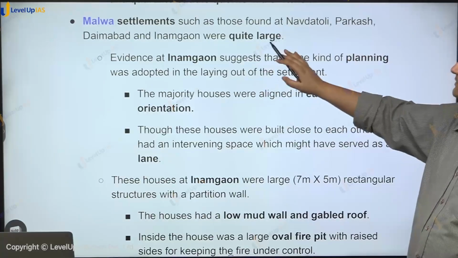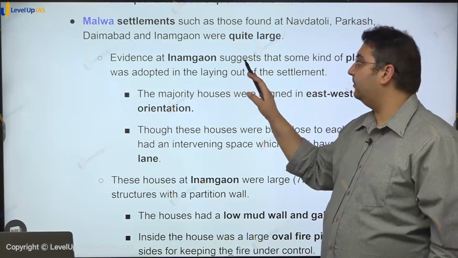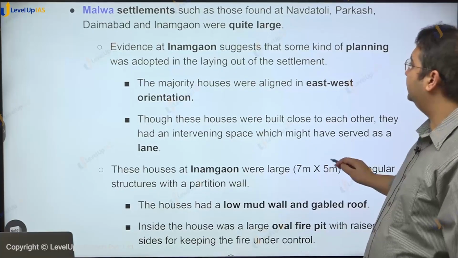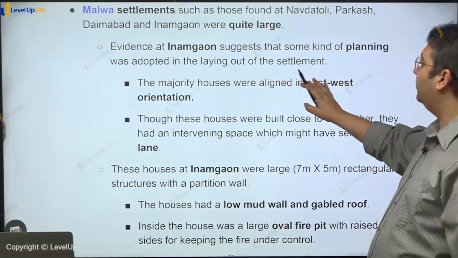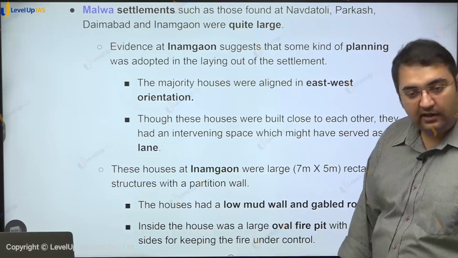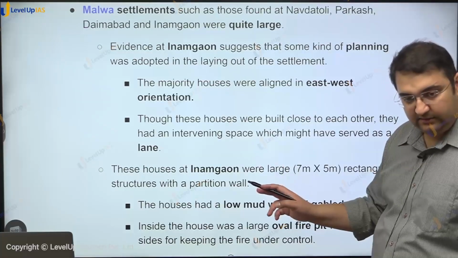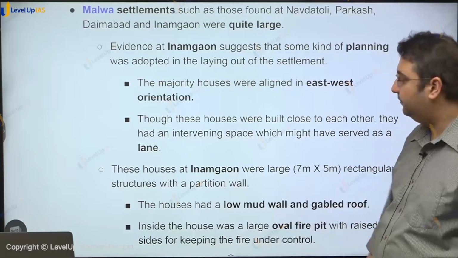In Malwa, settlements such as those found at Navdatoli, Prakash, Daimabad and Inamgaon, they were quite large. Evidence at Inamgaon also suggests that some kind of town planning was also going on in laying out the settlement. किस तरह का town planning? The kind of extensive town planning visible in the Harappan cities? No, a more rudimentary, a more primitive type of town planning.